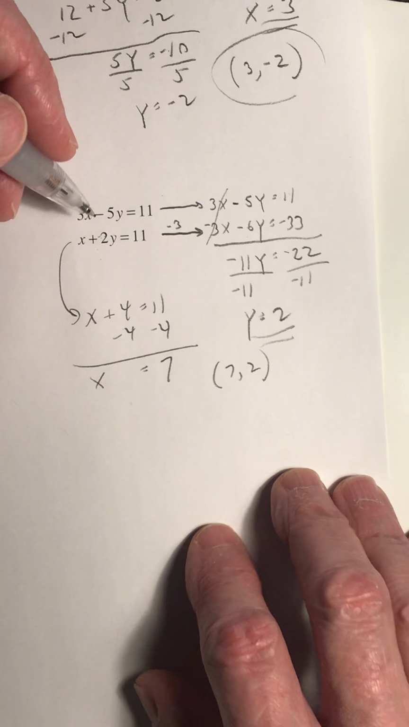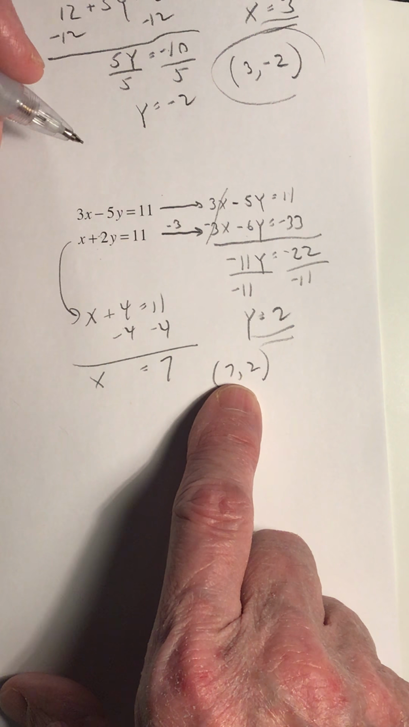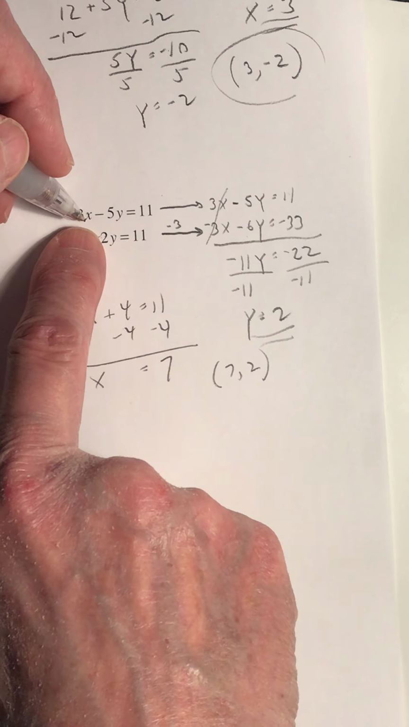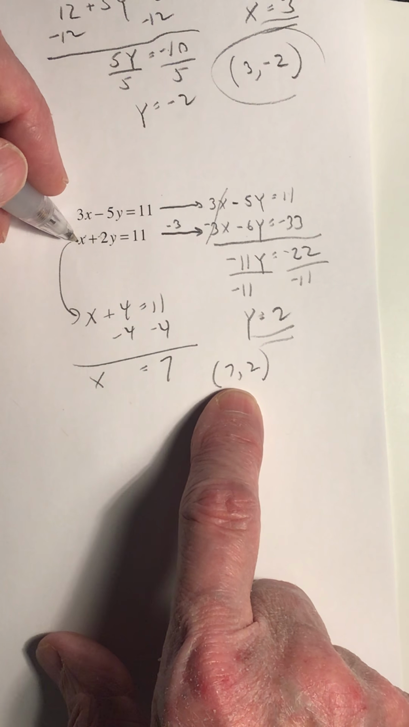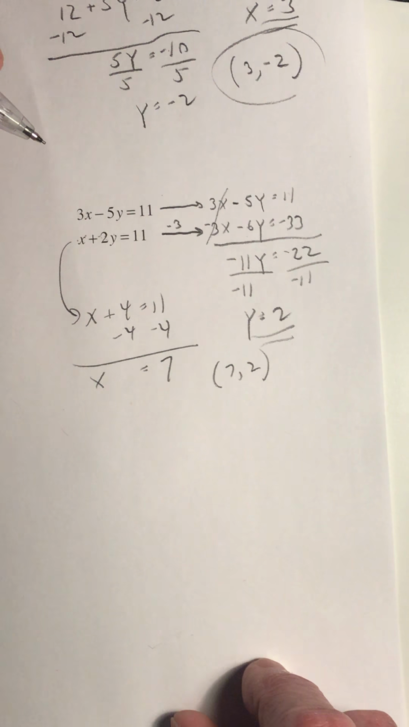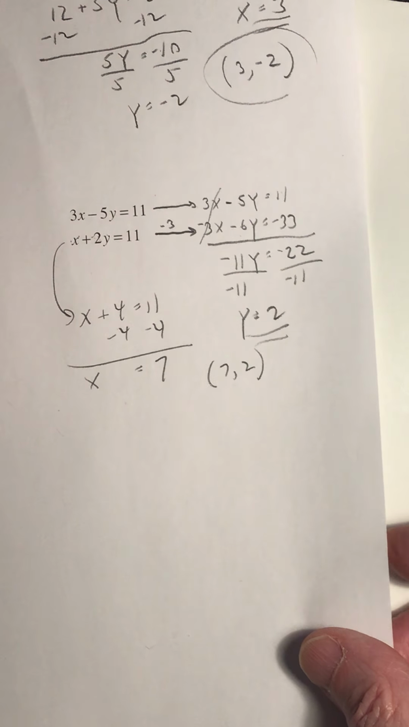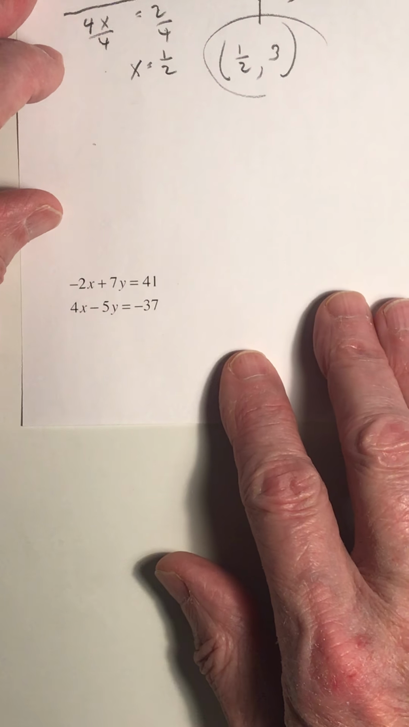And don't forget, if you want to check these, like on the midterm, if you plug in a 7 and a 2 for x and y, you'd get 21 minus 10 would be 11. Plug in a 7 and a 2 here. You'd get 7 plus 4 equals 11. That's how you would check your answer. Maybe try that. Write that out. Do that once or twice.